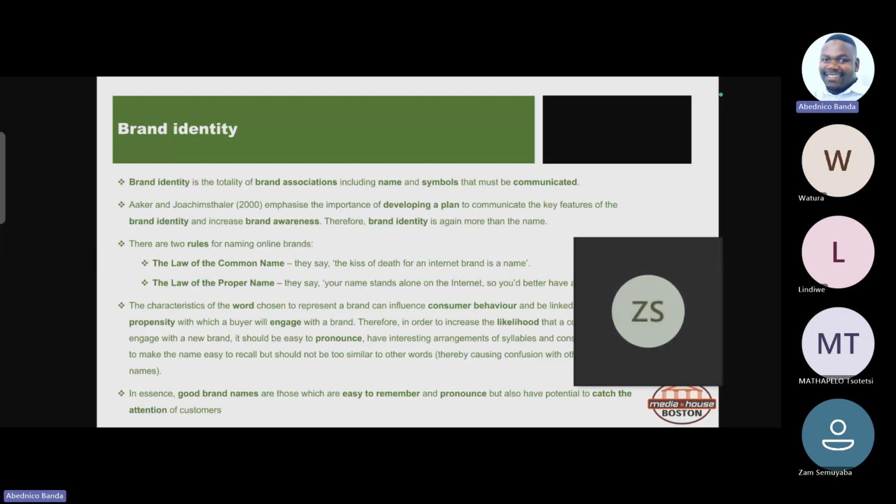Brand identity is the totality of brand associations, including name and symbols, that must be communicated. When they say it's the totality, it means all aspects that are affiliated with the brand. The logo, the products, the symbols, the people, the cars. For example, if you are Pick n Pay and you say you are always clean, then I come across a Pick n Pay truck that is dirty. It says a lot about your identity as a brand. So everything that you're associated with, that's what we call brand identity.